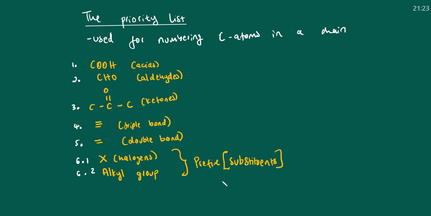So how does this priority list work? If it so happens that in your parent chain you come across, let's just say, something like this: OH, and then you have C, and then you have C. And then let's just say miraculously you happen to stumble upon the double bond. Then this is what we have.